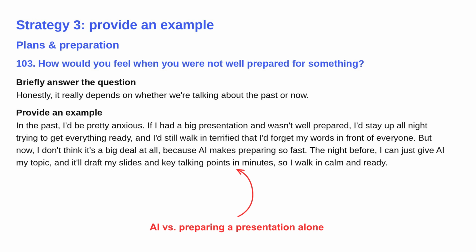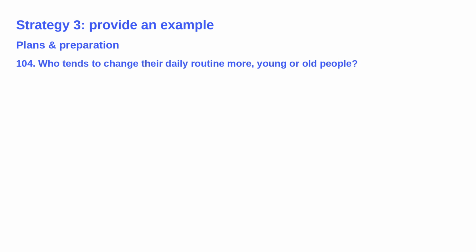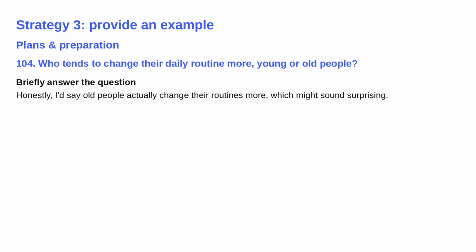But now I don't think it's a big deal at all, because AI makes preparing so fast. The night before, I can just give AI my topic, and it'll draft my slides and key talking points in minutes, so I walk in calm and ready. That being said, AI can only prepare the materials, not my understanding. If I just read its slides without really knowing the topic, I'd still freeze the moment someone asks a tricky question.